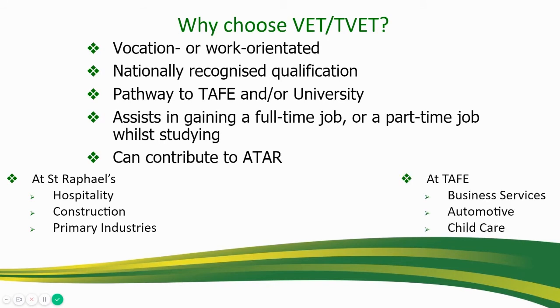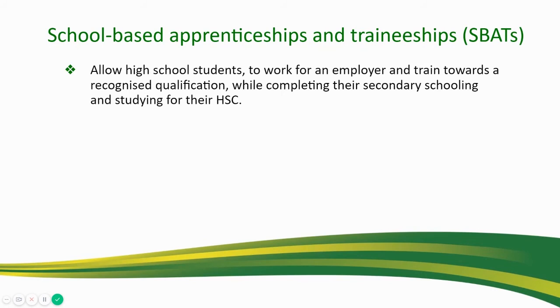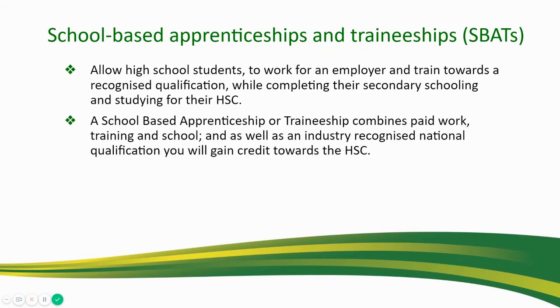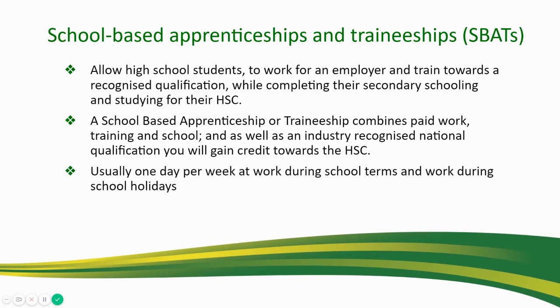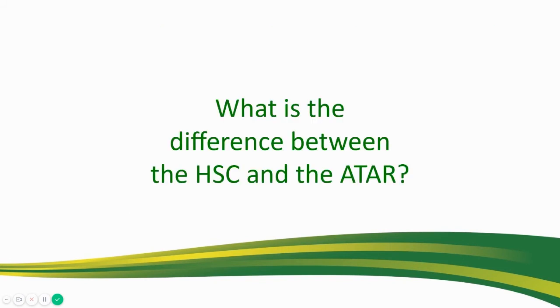offered in the past. School-based apprenticeships and traineeships are where students can work for an employer and also complete their schooling. They combine paid work, training and school, as well as an industry recognised national qualification. Usually it is one day a week during school terms of work, and work during school holidays. Students need to complete 100 to 130 days of work over 2 years depending on the particular course that they choose.